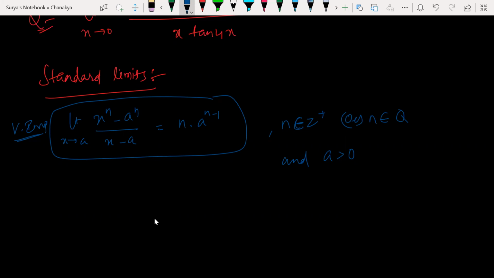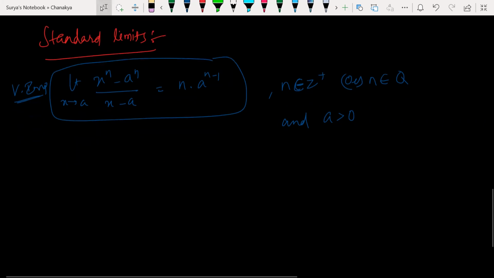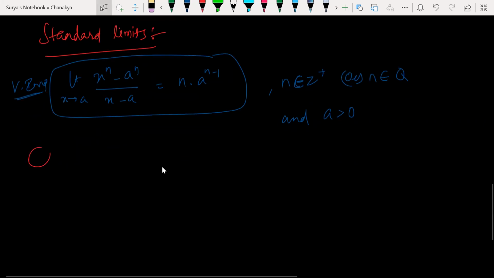Next, see here, this is a formula. The standard limit formula is: limit x tends to a, x to the power of n minus a to the power of n divided by x minus a. Now, I'll give a simple question here. We'll solve the question.